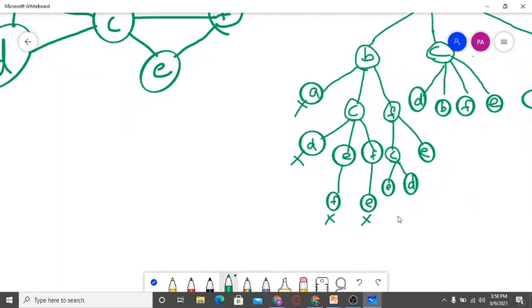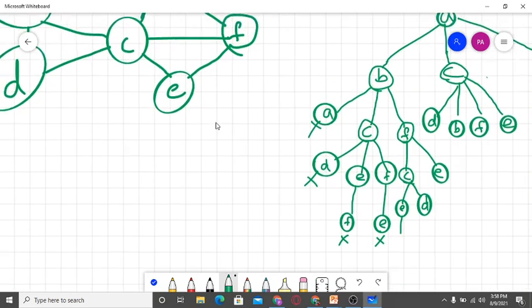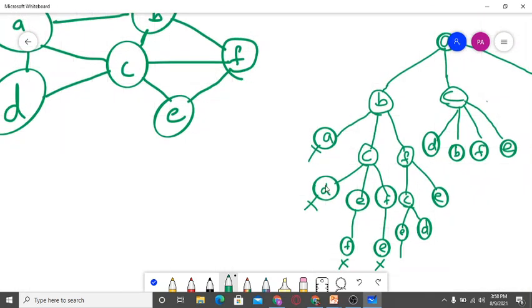Okay, fine. The next one, from the E, where will it go? From the E, it will go to the F. Already F is here. It is not possible to go anywhere with the help of E. From the E, we cannot go to the C, we cannot go to the F, so here stopping. Sorry, from the D also it is not possible.